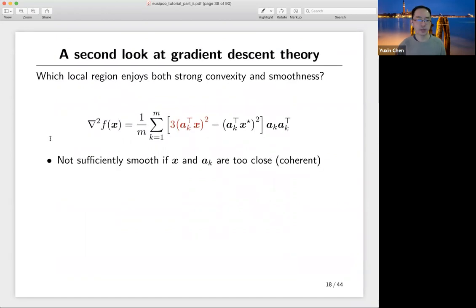It turns out that this is the Hessian expression that I can easily compute. It consists of two components. Now let's focus on the first component. The first component is precisely where the issue arises. If your point x is too much aligned with a_k, then this is going to give you a very, very large number. If this number is very large, in optimization language, this means that the problem might not be very smooth. It's smooth, but it might have a very large smoothness parameter, and if you have a very large smoothness parameter, this is usually not an encouraging thing.